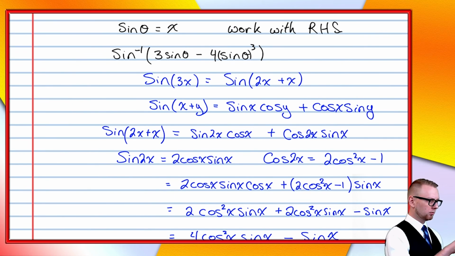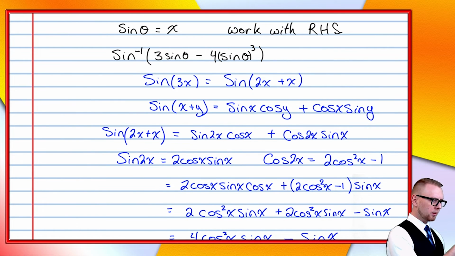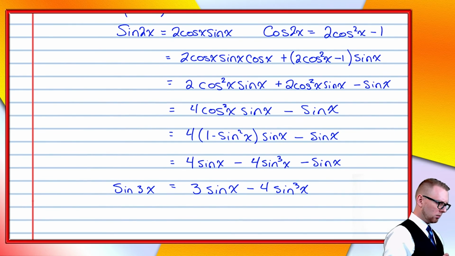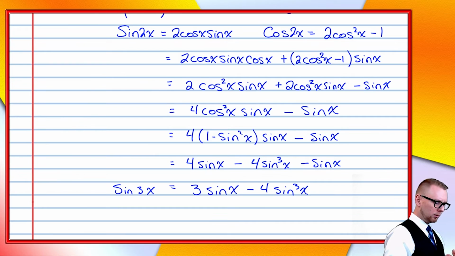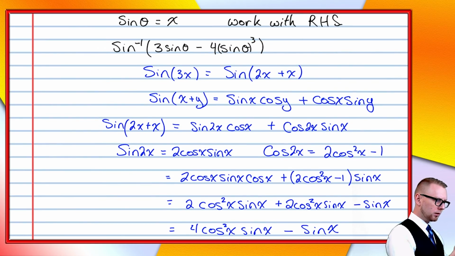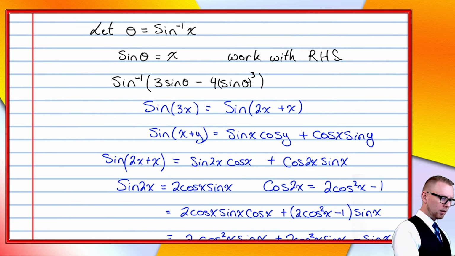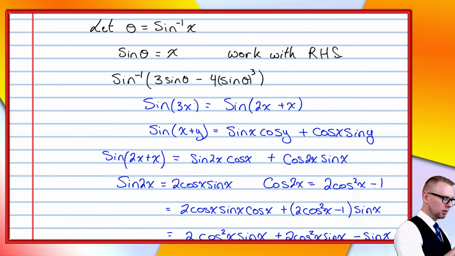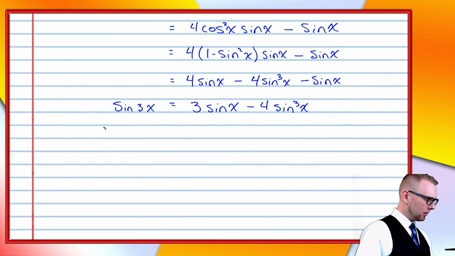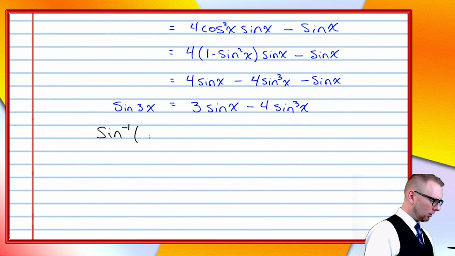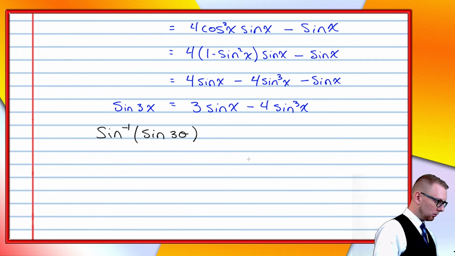Well, hold up a second. 3 sine theta minus 4 sine cubed theta from the beginning is equal to sine 3θ. Look at that. So our whole thing from the beginning, sine inverse of 3 sine theta minus 4 sine cubed theta, is actually sine inverse of sine of 3 theta. Just like that.